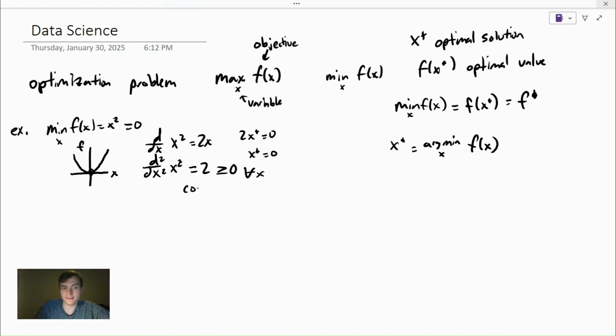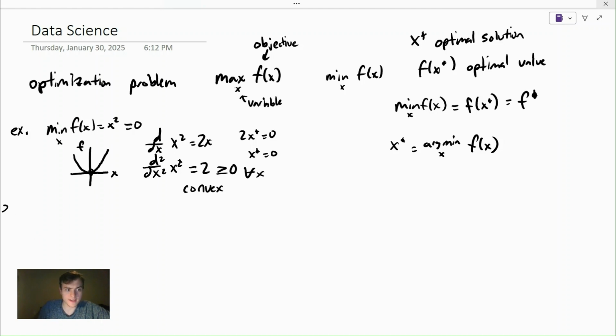So this means we have a convex function, and when we have optimization over a convex function, that's when we're very likely to get a single optimal solution that is truly better than every other value.